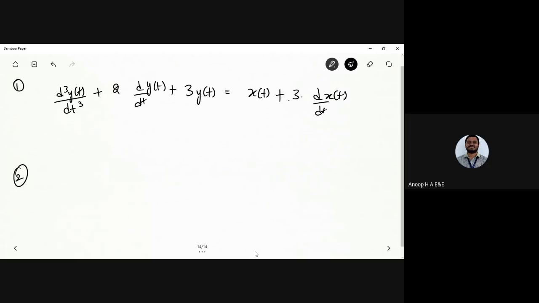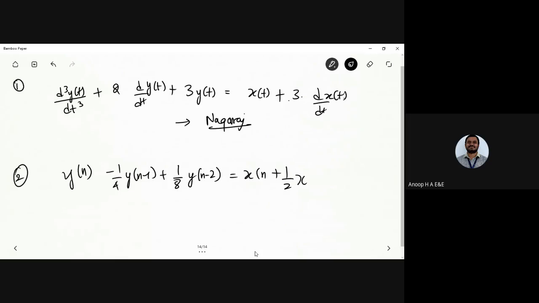Second one, what do I do here? So I have y of n. I can give this to Nagraj. Yes, I'll be giving this to Nagraj. So y of n minus 1 by 4 y of n minus 1 plus 1 by 8 y of n minus 2, that would be equal to x of n plus half of x of n minus 2. I can give this to Maheshwari. Fine. So realize these problems.